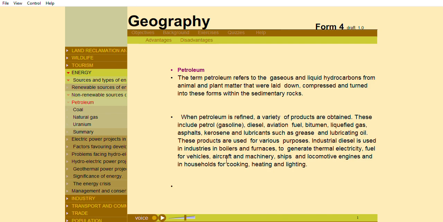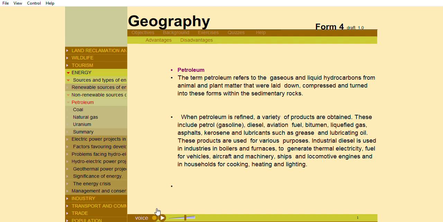Petroleum. The term petroleum refers to the gaseous and liquid hydrocarbons from animal and plant matter that were laid down, compressed, and turned into these forms within the sedimentary rocks. When petroleum is refined, a variety of products are obtained.